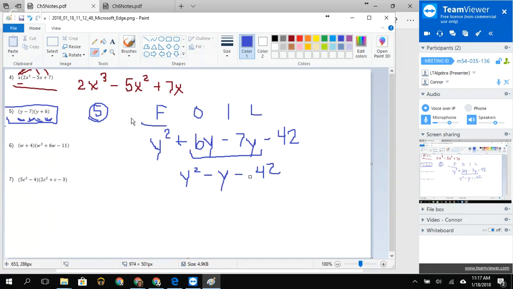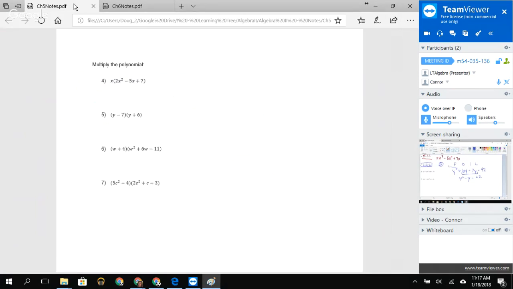So that's our good friend FOIL. We like FOIL, right? The alternative is not as fun.